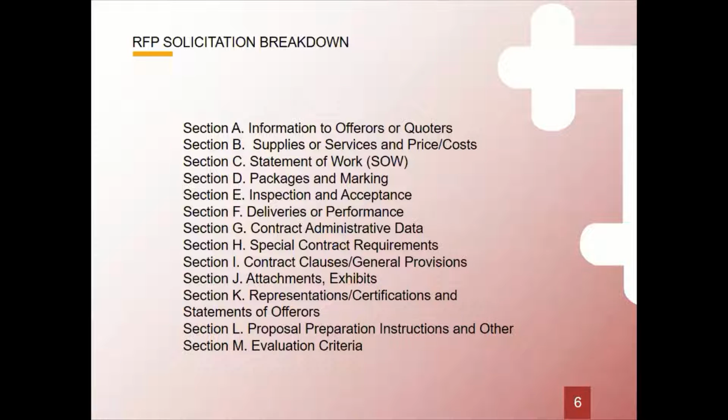Section J are your attachments and exhibits. Section K, very important, are your reps and certs. Generally, you have to indicate whether you're a small, woman-owned business. I know you generally will address this in SAM, but in a lot of solicitations, the government still requires that you complete Section K. Sections L and M are of utmost importance.